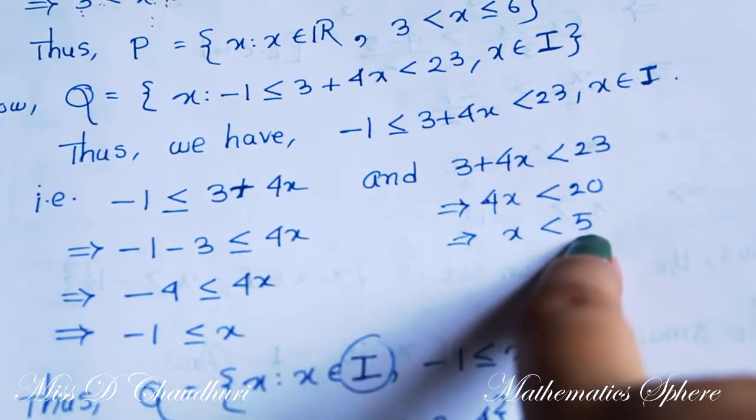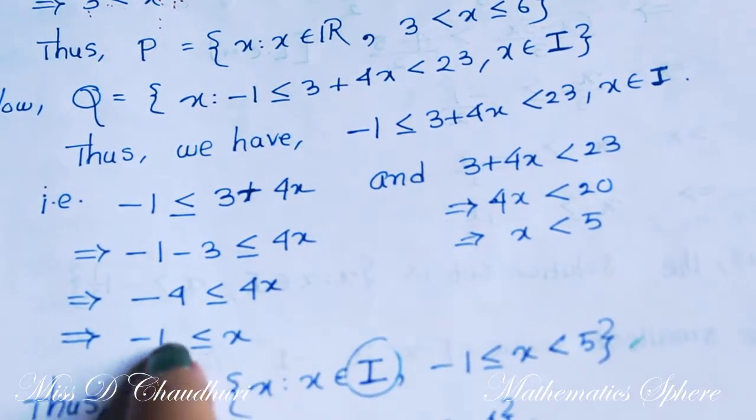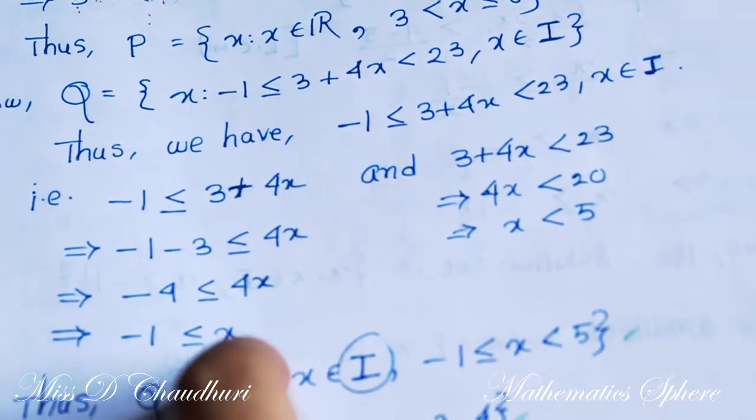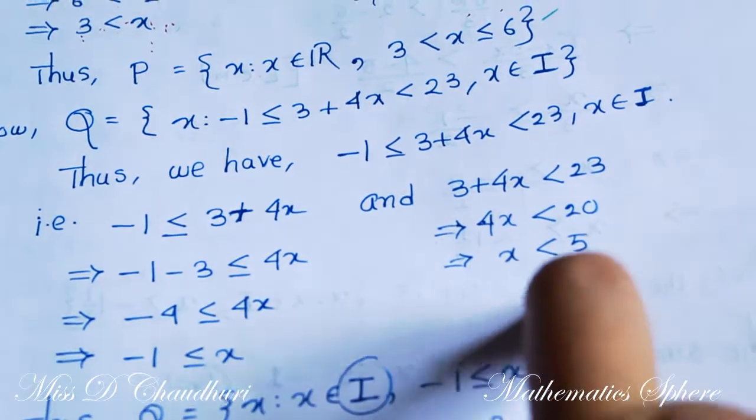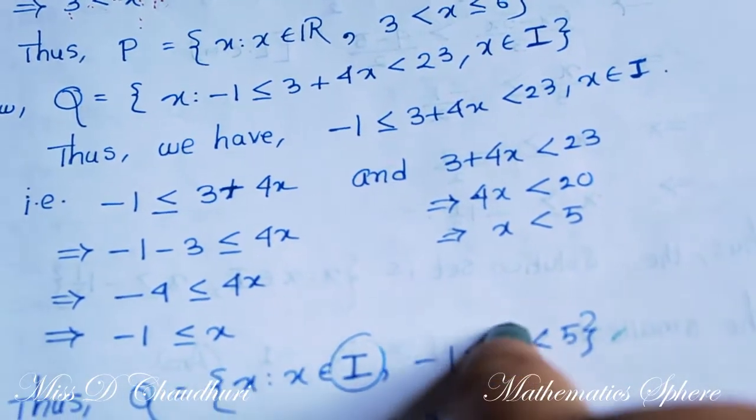Okay, because you are dividing by 4. So from here, if we combine these two, we are seeing that x is greater than or equal to minus 1, whereas it is less than 5. Okay, so on combining we can write it that minus 1, 5, so x lies in between them.